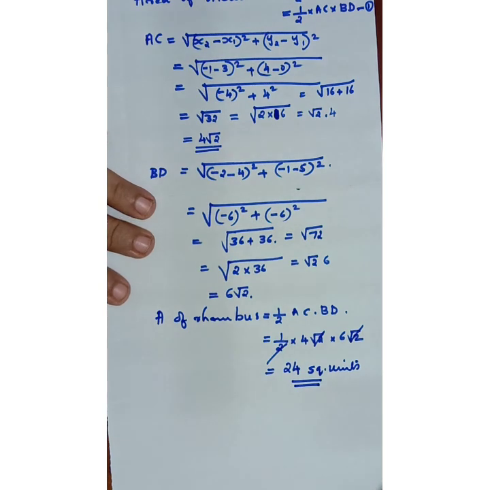24 square units. So we have completed the second exercise now. Next class we'll be meeting with the example questions. Hope you understood.